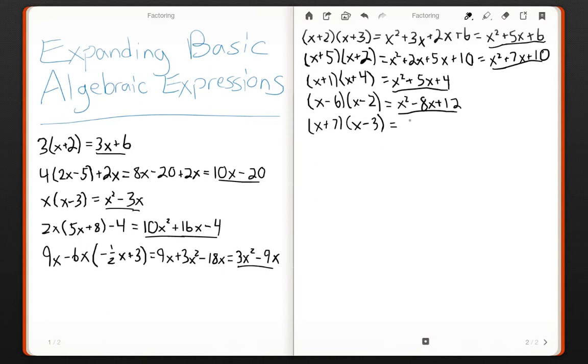X times x is x squared. Minus 3x plus 7x will be negative 3 plus 7 is plus 4x. 7 times negative 3 is minus 21.